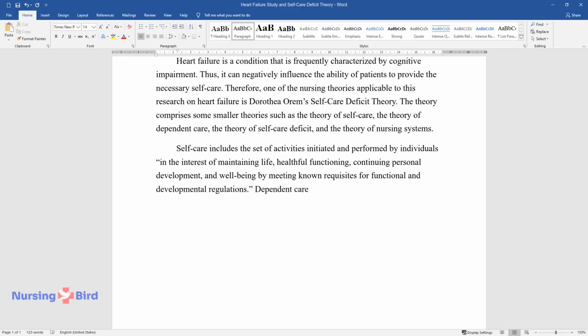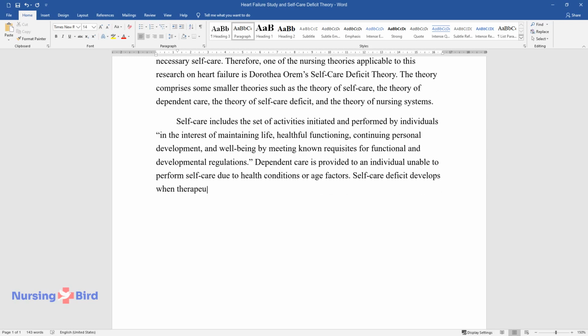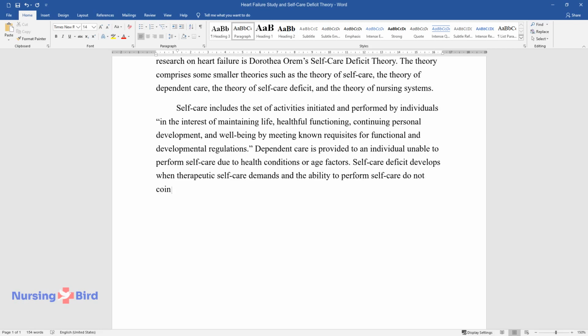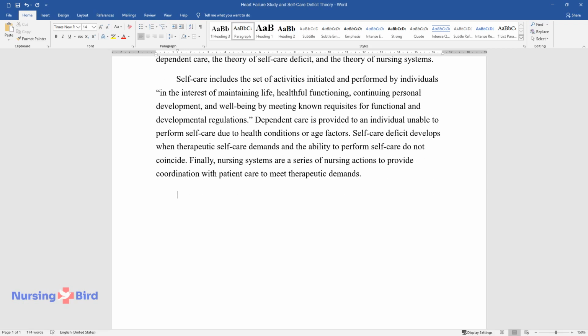Dependent care is provided to an individual unable to perform self-care due to health conditions or age factors. Self-care deficit develops when therapeutic self-care demands and the ability to perform self-care do not coincide. Finally, nursing systems are a series of nursing actions to provide coordination with patient care to meet therapeutic demands.